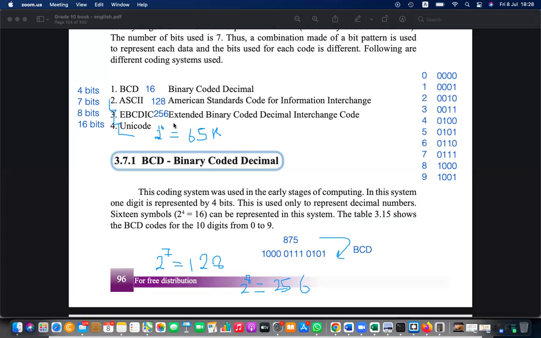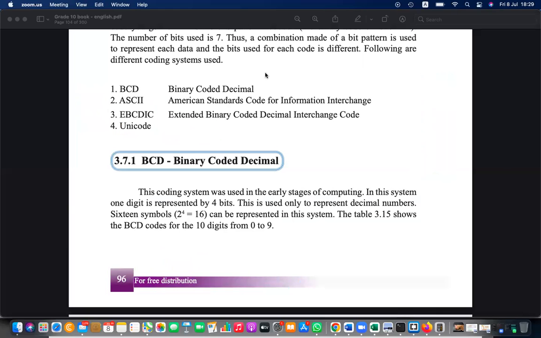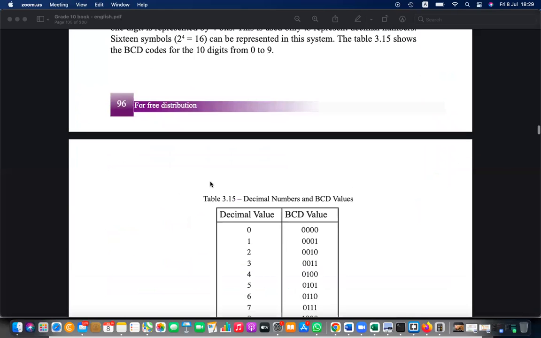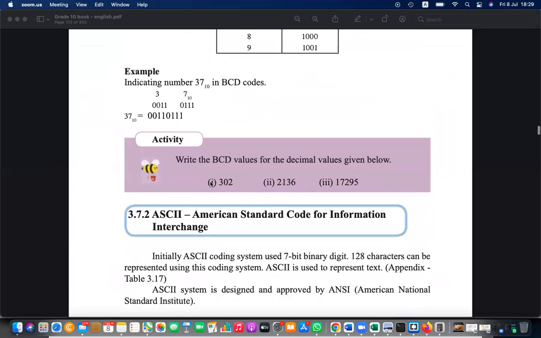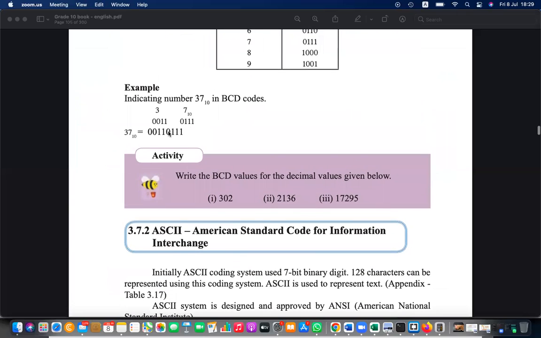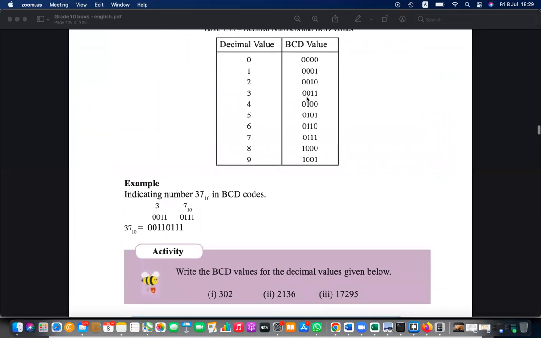So it has a unique code. Unicode means unique code. Therefore you can write any symbol. Okay, let's see how. Now you have seen BCD. Represent this in BCD. You can see these kinds of exercises can be given. 37: 3 is 0011 from the table, 7 is 0111. So 37 in BCD is 0011 0111.